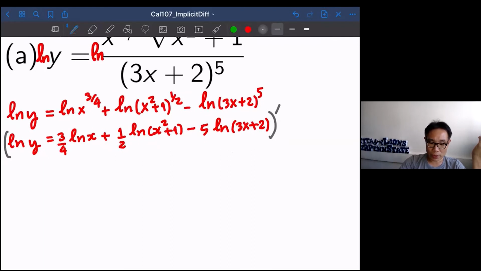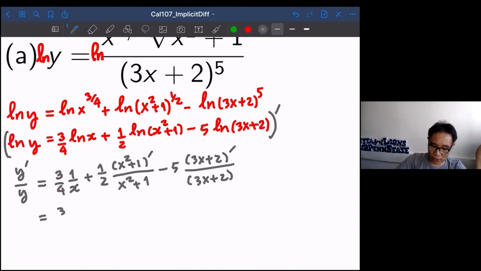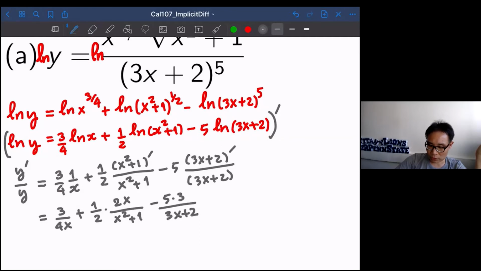After you have this, you differentiate both sides. You get y prime over y, and you get 3/4 times the derivative of log x, which is 1 over x, easy. The second one is 1/2, and the derivative of log of x squared plus 1 has the derivative of x squared plus 1 on top and x squared plus 1 on the bottom. Finally, you have 5, and the derivative of 3x plus 2 on top over 3x plus 2 on the bottom. So you get 3 over 4x plus 1/2 times 2x over x squared plus 1 minus 5 times 3 over 3x plus 2.